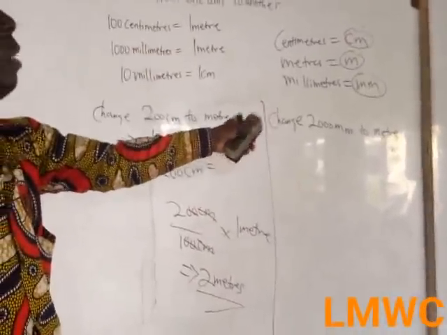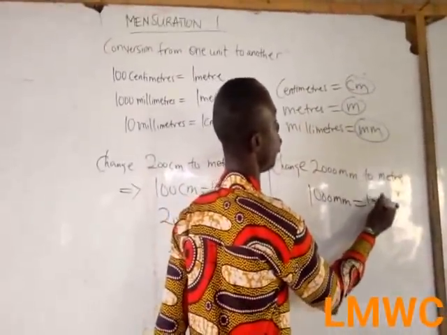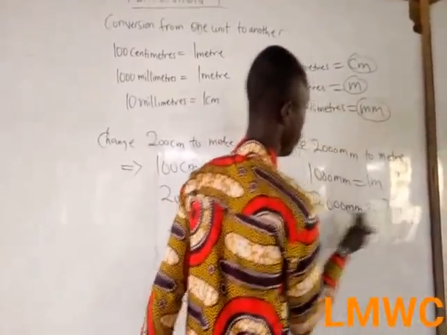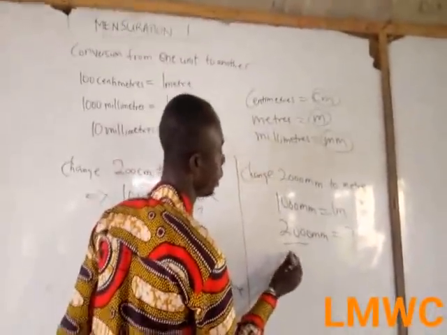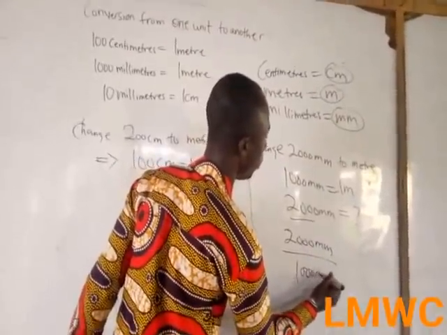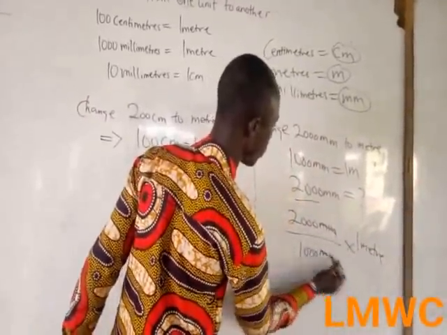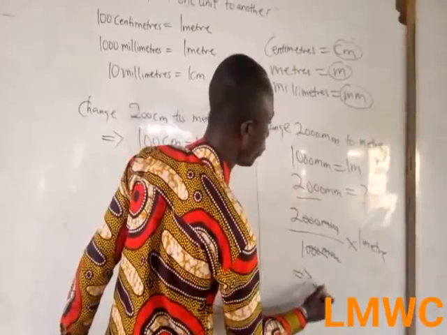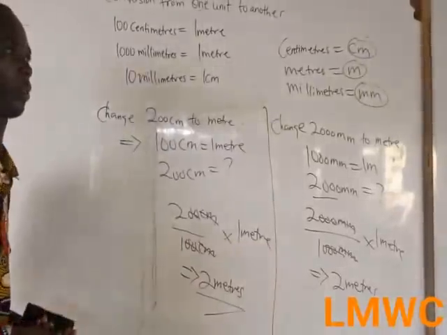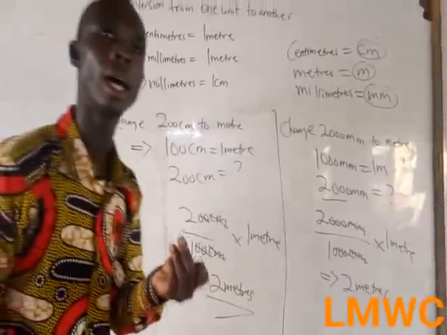So change 2000 millimeters to meter. We know 1000 millimeters is equal to 1 meter. So what will be 2000 millimeters? We don't know. You bring your question mark. It becomes 2000 millimeters over 1000 millimeters times 1 meter. This cancels this. This will cancel this. So we have 2 meters. So you should know how to convert this. It's a key. It should be on your finger tips.